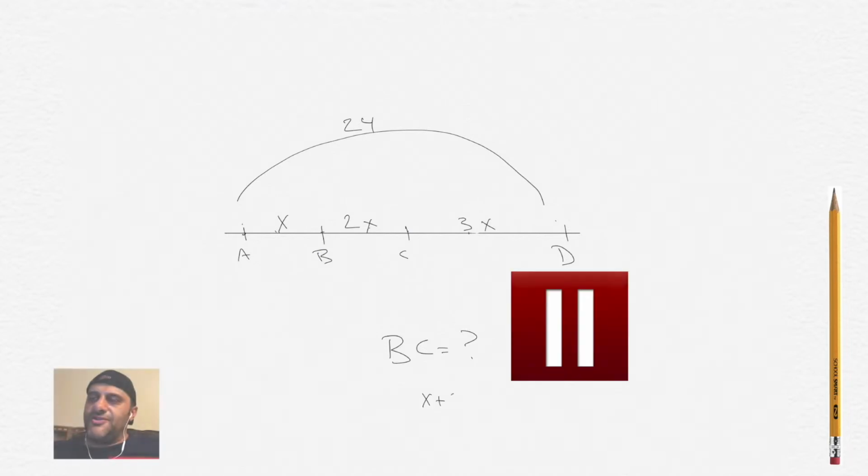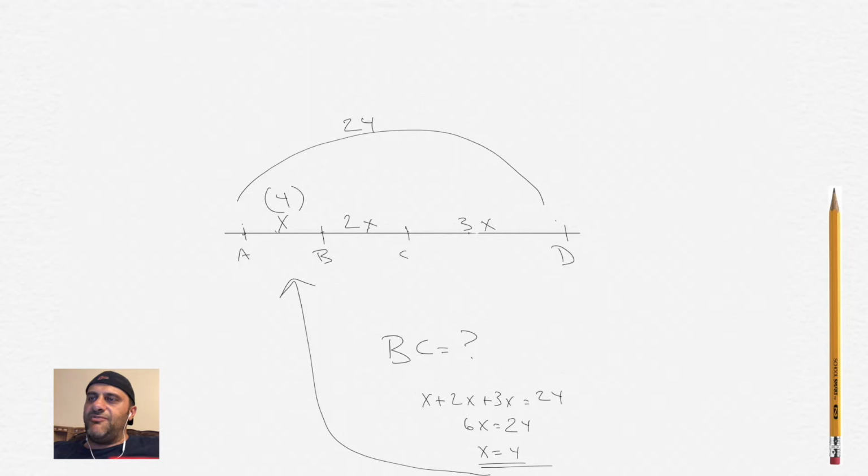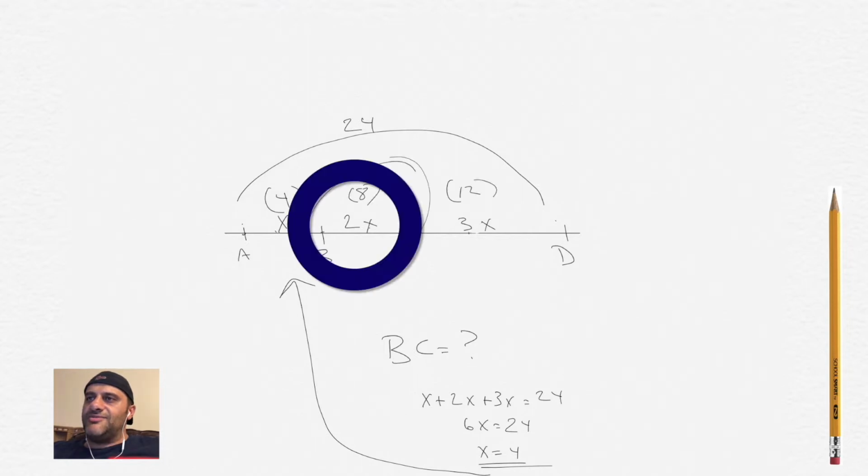All right, I hope you tried it on your own. The way to do this is you'd add x plus 2x plus 3x, and all that's going to equal 24. X plus 2x plus 3x is 6x, so 6x equals 24, x equals 4, and then we can punch it in there. So AB would be 4, BC would be 8, and CD would be 12. So what we wanted was BC, so that would be 8. Now, let's try another one.